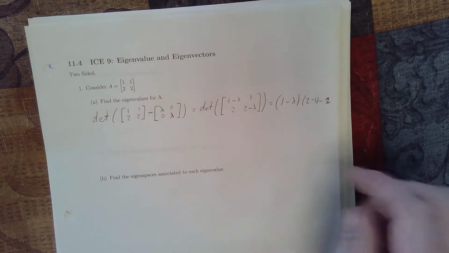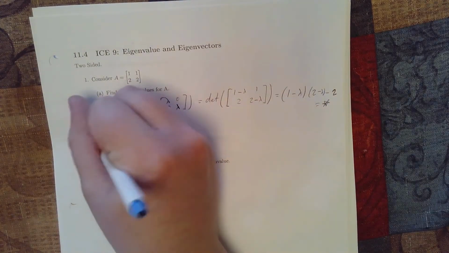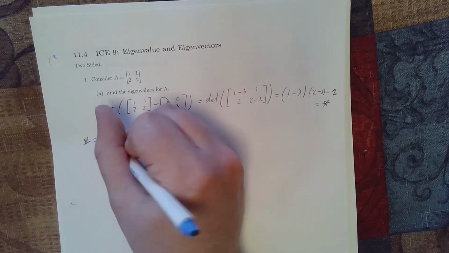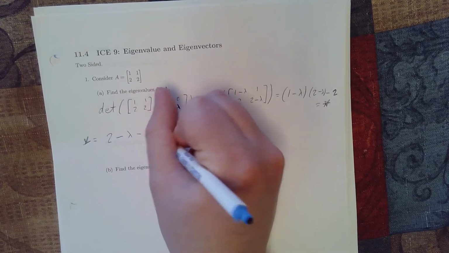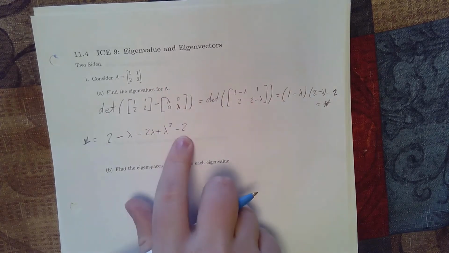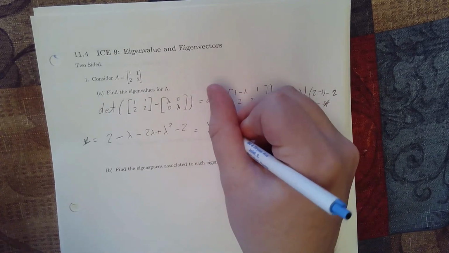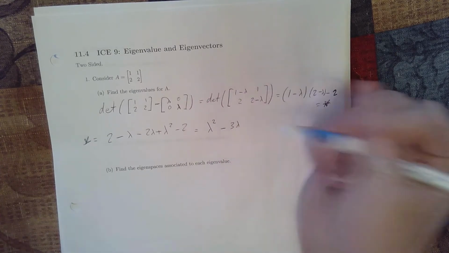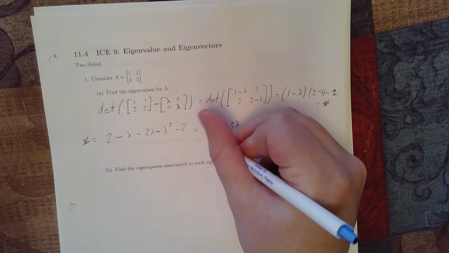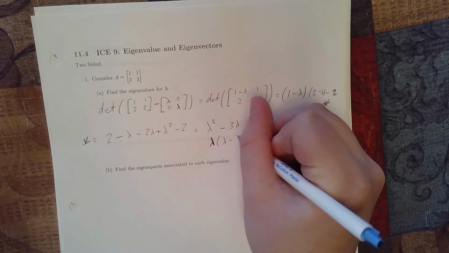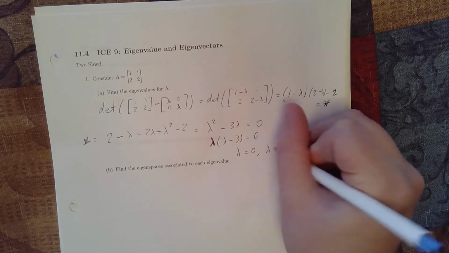And so, bringing this over to the other side of the page, when we FOIL, we get 2 minus lambda minus 2 lambda plus lambda squared minus 2. So negative 2 and 2 should cancel out, and we should get lambda squared minus 3 lambda equals 0. We can factor out a lambda to get lambda times lambda minus 3 equals 0. So lambda equals 0 and lambda equals 3.